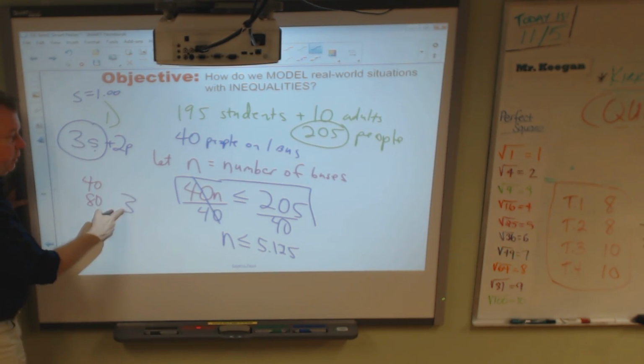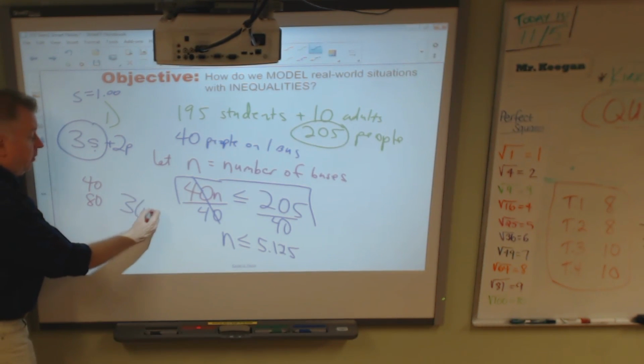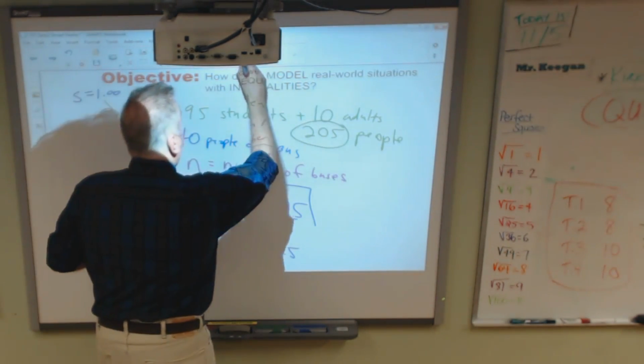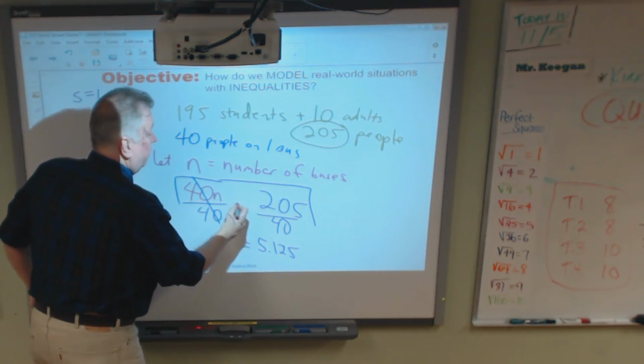But how many people fit on 3 buses? What's 3 times 40? 120. We need 205. We have to write it the other way. Sorry about that. It has to be greater than or equal to.